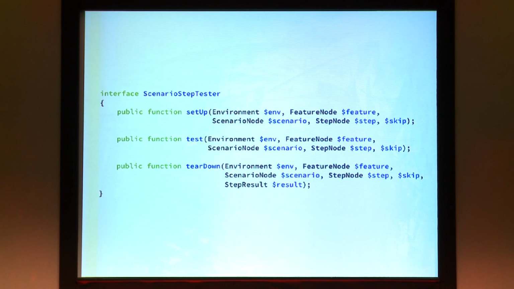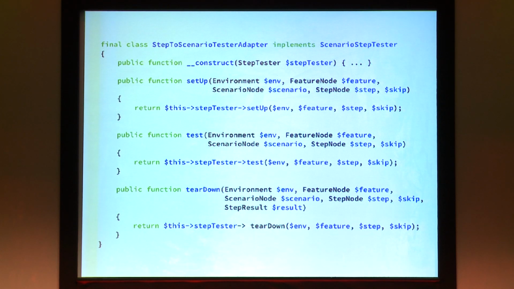Here's how it works in real life. We introduce a new interface into the BEHAT code base called scenario step tester. The entire code base from now on will use this interface, and we'll talk with this interface. Don't look at the amount of methods. I will also reduce this in another non-BC breaking change, but that's another story.